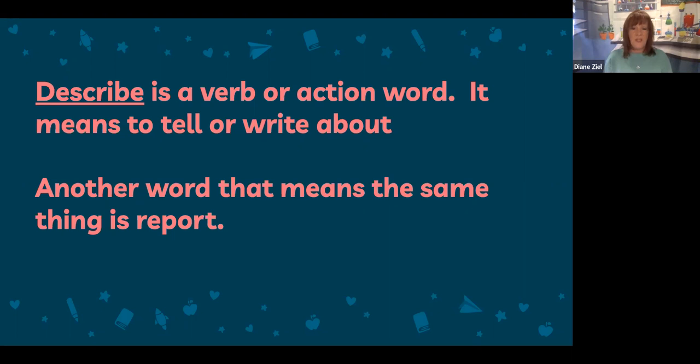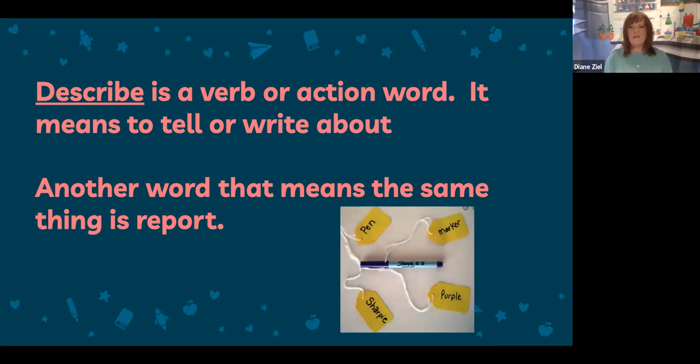Let's look at how we could describe a very common object that you might even have near you right now. For example, this Sharpie pen. If I wanted to use some words to describe this object, I might say it's a pen, it's a marker, the brand is Sharpie, it has Sharpie written on the side of it, and the color of this marker or pen is purple. Those words describe or tell more about the object.